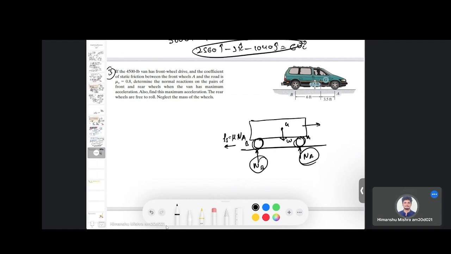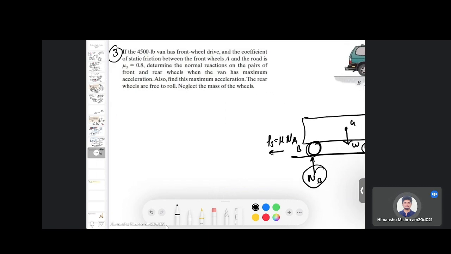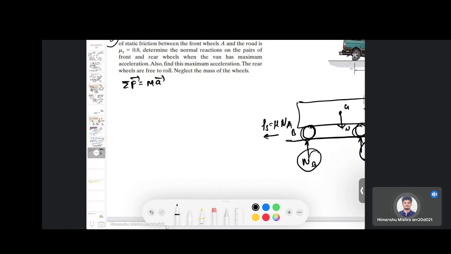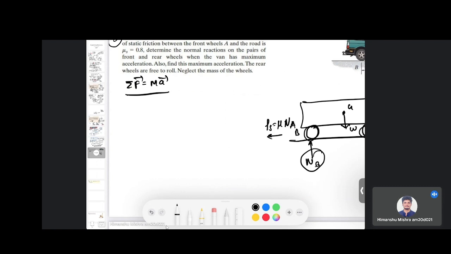Right. So to determine the acceleration and the normal reaction, we will be using a set of equations. We have defined that the summation of force is equal to mass times acceleration. Since we are dealing with a two-dimensional object, we assume Cartesian coordinates, x and y, and write this equation in scalar form, first in the x direction and then in the y direction.